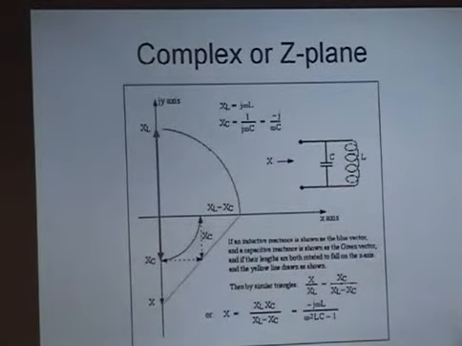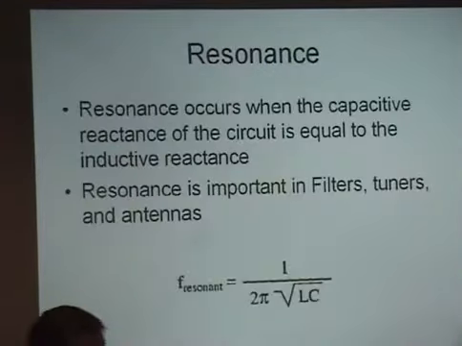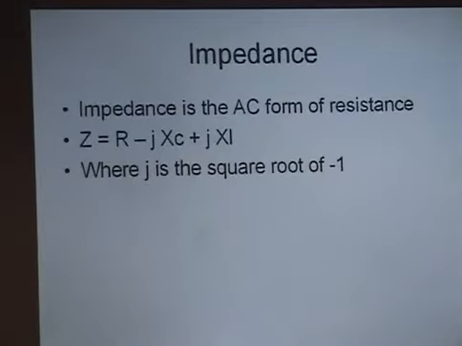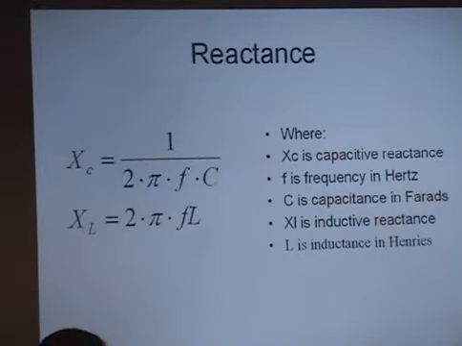And we're at resonance. Resonance occurs when the capacitive reactance of a circuit is equal to the inductive reactance. Now, if you took those equations, where are they? There. If you set those two equal to each other, XC equals XL, you set both sides equal to one another and solve them, you will come up with this frequency. And that's the resonant frequency of that tank coil when you put them in either series or in parallel.